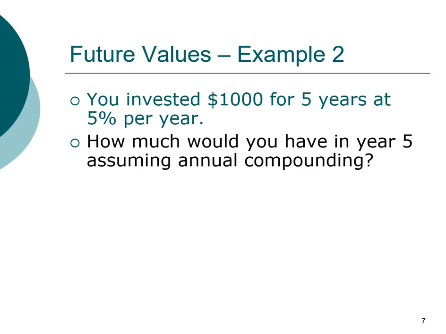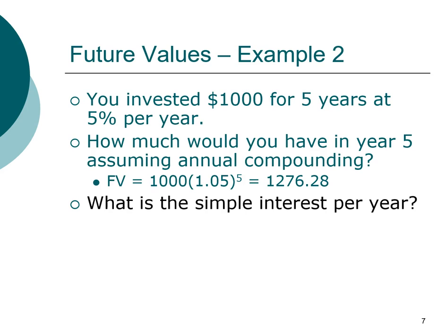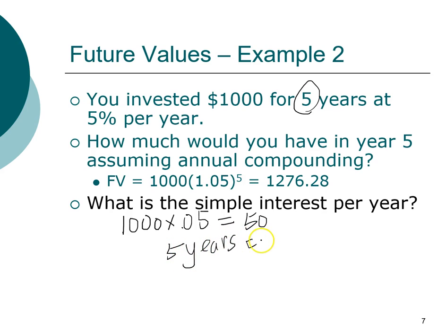I hope so. Okay. Now, what is the simple interest per year on this problem? So again, you can pause the video and work out the answer. But that's relatively straightforward. The simple interest is 5% on $1,000, so that is $50 per year. And you invested this for 5 years, so if you multiply that over 5, that means we have a total of $250 over 5 years.